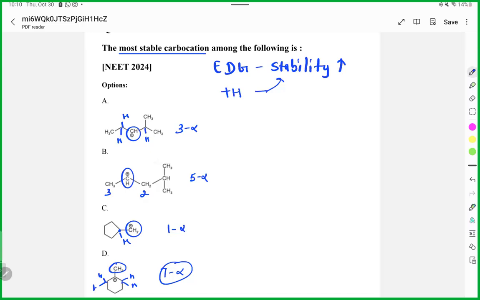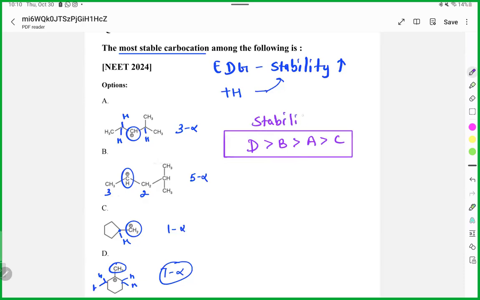So which one is the most stable? Fourth. What is the sequence? Because we are learning for NEET, not for the question. So maximum will be D, then B, then A, and in the end C. Yes or no, guys? Yes, sir. Okay, just look at the alpha hydrogens because plus I effect or hyperconjugation effect increases the stability.